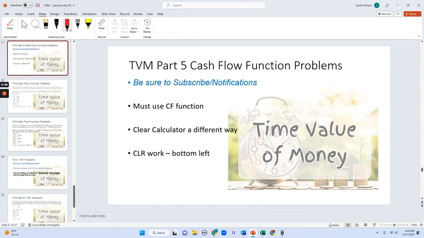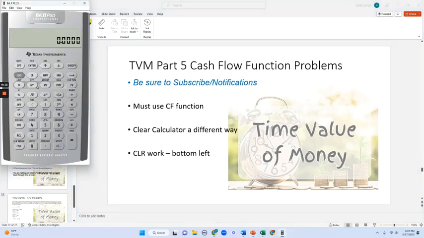This is the cash flow function of the calculator, which is going to be different than the other one before. We've been working on time value of money, which is these keys right here. But when the payment becomes something other than constant, the only thing you can use is this cash flow function right here. And that's what we'll be working on today.